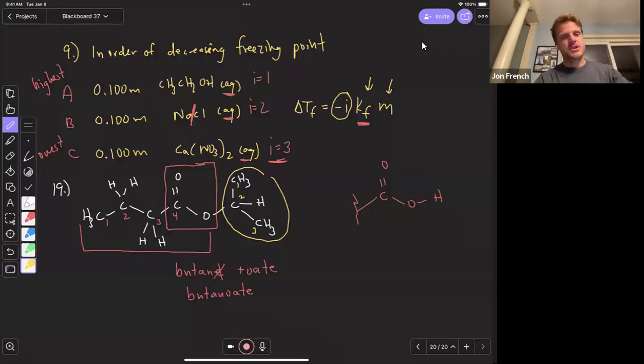It is not a straight chain. It's an isomer of propane. So it's isopropyl butanoate. And again, it should be one word. I just didn't do a very good job of it, I guess it shows up as two separate words. The correct answer they give you is B for question 19.